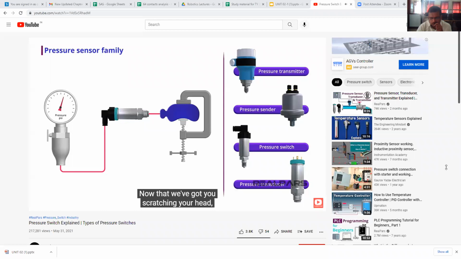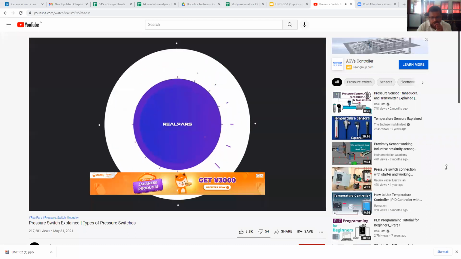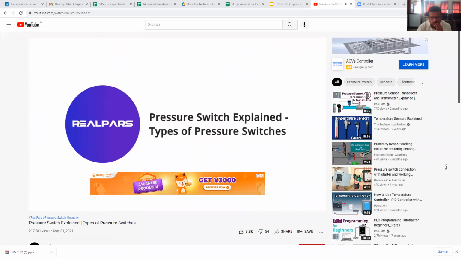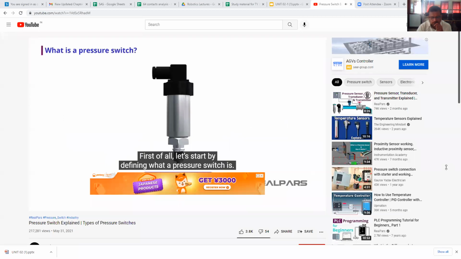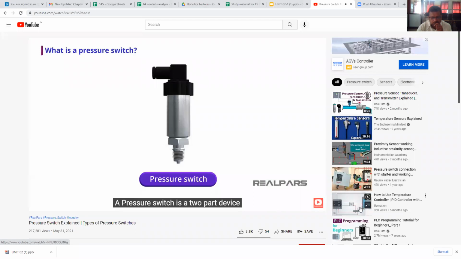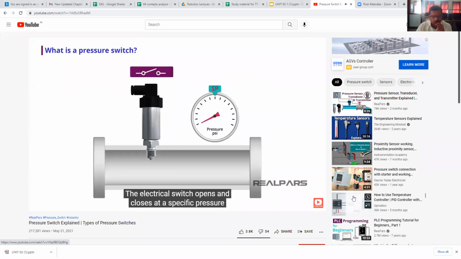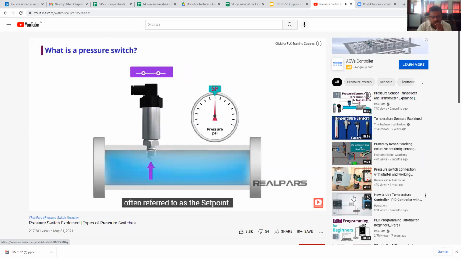Now that we've got this, let's dig into the device, which is the focus of this video, the pressure switch. First of all, let's start by defining what a pressure switch is. A pressure switch is a two-part device consisting of a sensing transducer and an electrical switch. The electrical switch opens and closes at a specific pressure, often referred to as the set point.